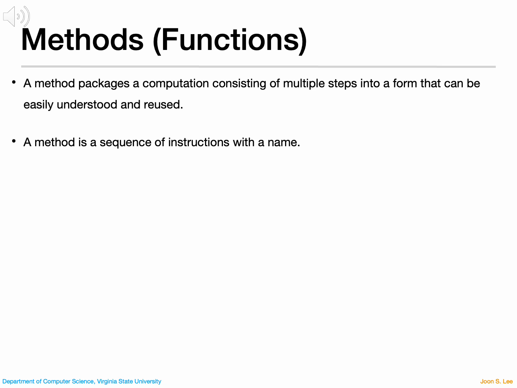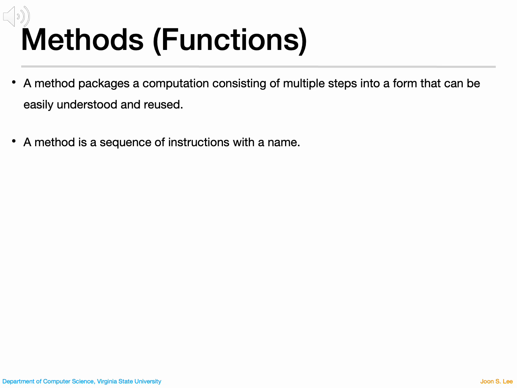Before we go deeper into classes, we need to talk about methods, which are also commonly called functions. A method is simply a named sequence of instructions. Instead of writing the same steps over and over again, we package those steps into a single unit and give it a meaningful name. This idea of packaging is important. When we put multiple steps into a method, we make our code easier to understand, reuse, and maintain.